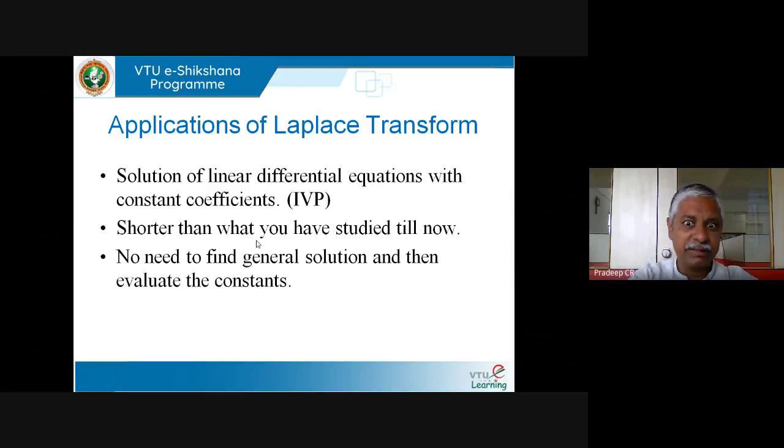So a lot of people think this is the Laplace transform. Actually, it should have been called the Euler transform. But anyway, Euler has enough things named after him, so it doesn't matter. So anyway, that was just a masala.